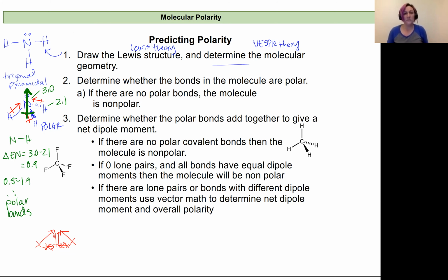Okay. So those are our 3 steps. Once we have our Lewis structure, we build our picture in 3 dimensions, we identify our polar bonds, and then we take the vector sum of our dipole moments to decide if it is polar or nonpolar overall. Sometimes this will be difficult. Sometimes it depends on how we draw the molecule. I'll always grade it based on the way you draw it.